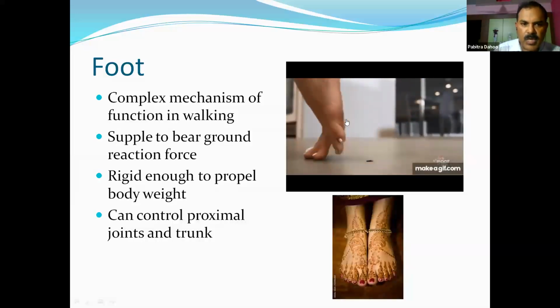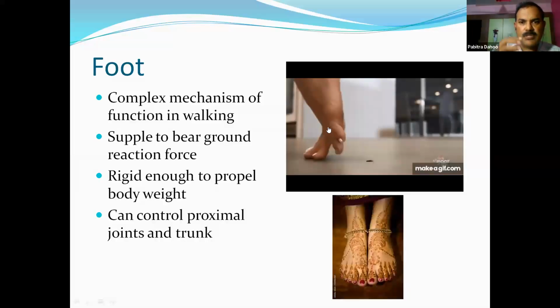So if that biomechanics is disturbed, I mean, during the heel strike, if the foot is very rigid, then there will be tremendous ground reaction force affecting the proximal joints. If the foot is not rigid enough during propulsion, or during this toe-up stage, if the foot is supple, then the foot cannot propel the body weight.